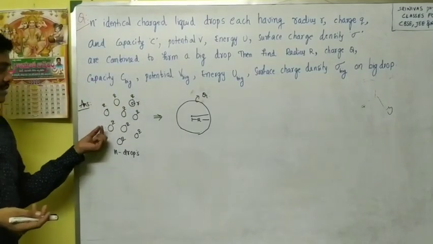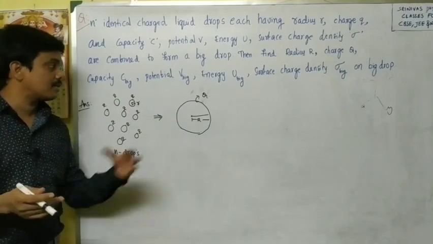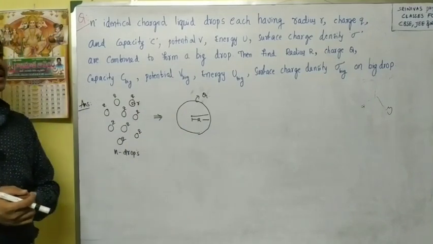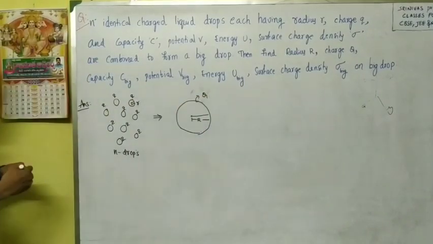Everything on the small drops is given. When the small drops are combined, we get the bigger drop, and then we are going to find the potential, radius and charge on the bigger drop. It was very simple to find out, right?